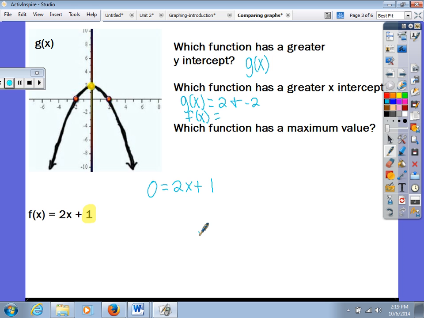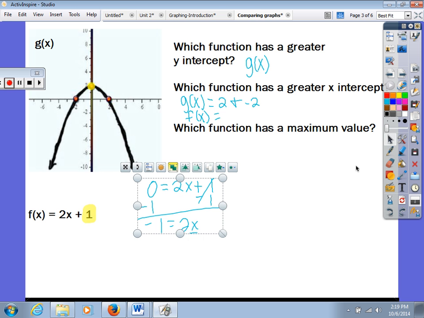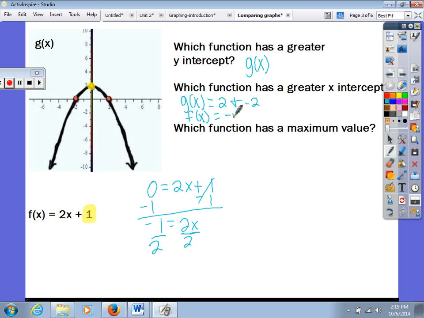What would I do in order to solve this? Subtract 1. Then you're going to get -1 equals 2x. Then what do you do? So what do you get? Oh, awesome. You're going to get -1 over 2. So which function has a greater x-intercept? Which one? And which x-intercept is the greatest? The 2. So just that part's actually our answer. And you would just write g of x.